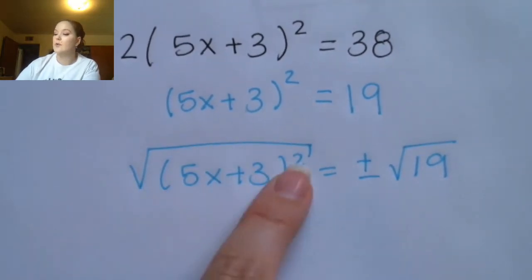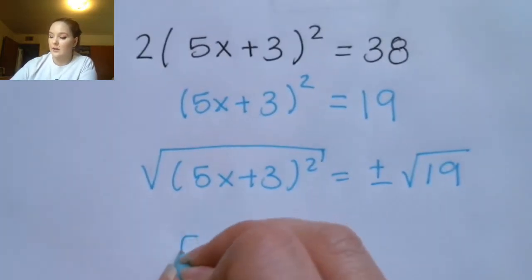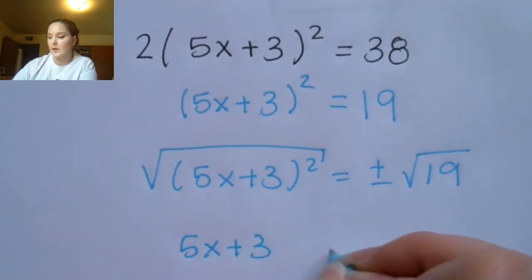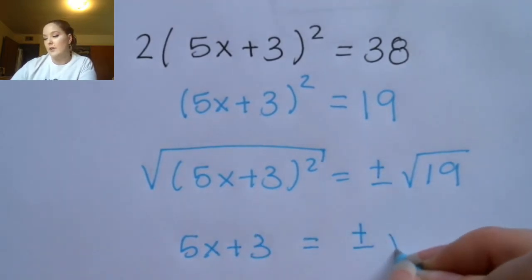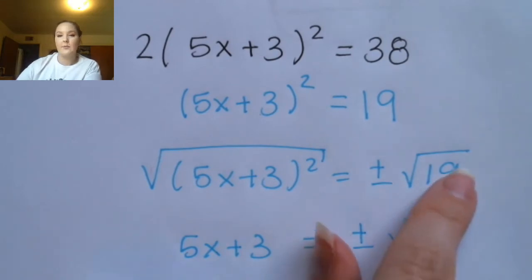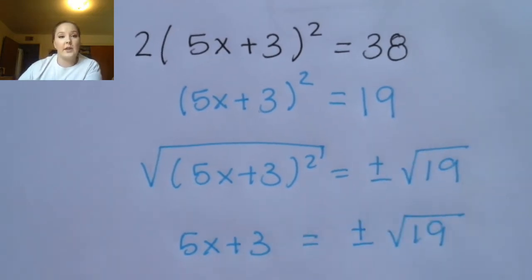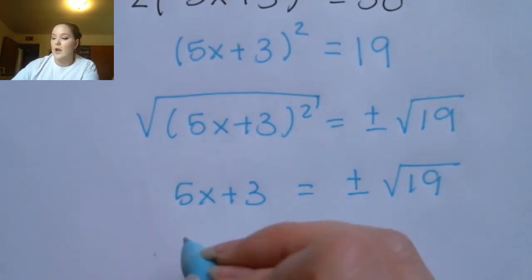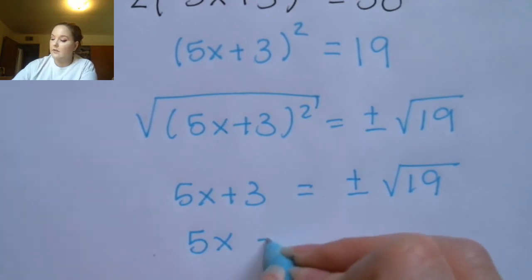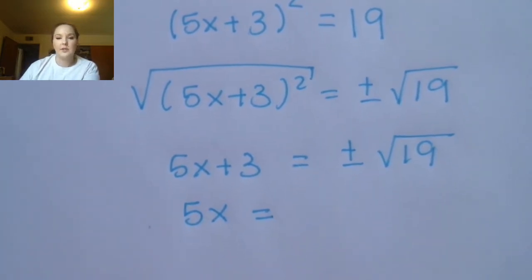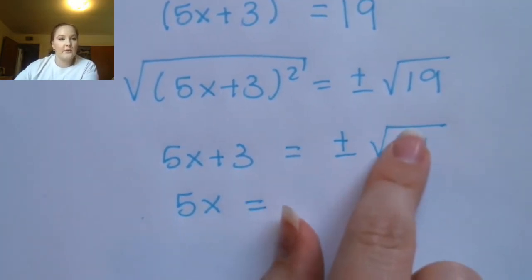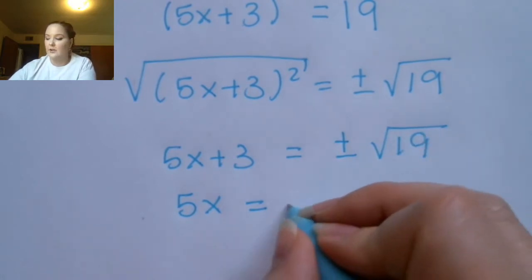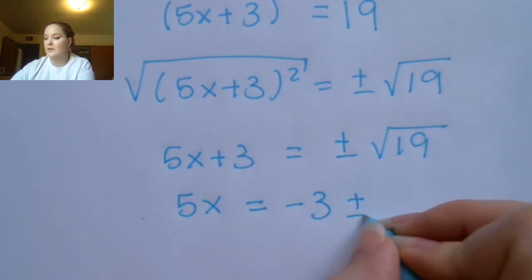Now I have the square root of a square, so I'm just going to get the argument, which is 5x plus 3. And over here I can't really simplify this because the square root of 19 doesn't come out evenly. So now the next thing I need to do is subtract 3 from both sides. But you can't subtract 3 from root 19 because they're not like terms. So I'm going to have something like this.